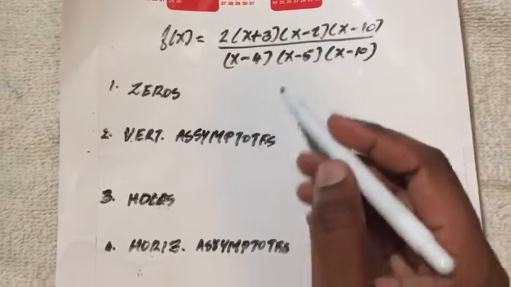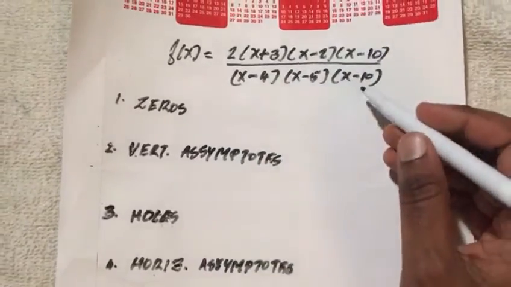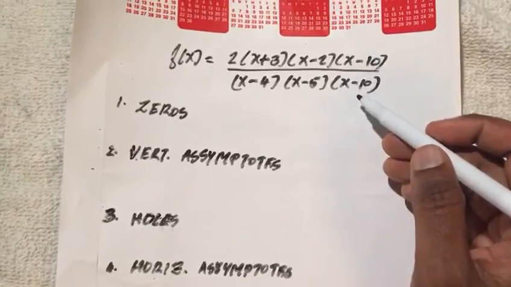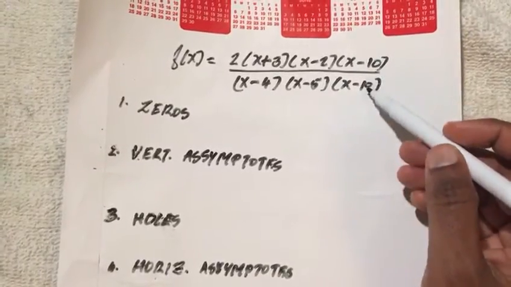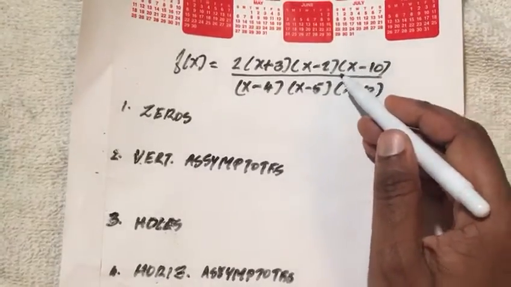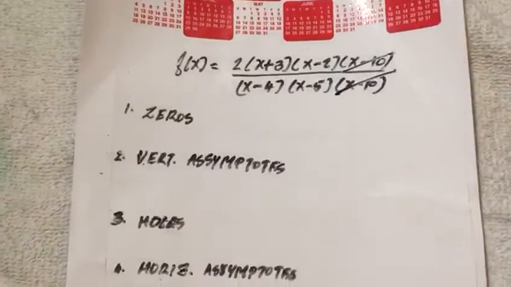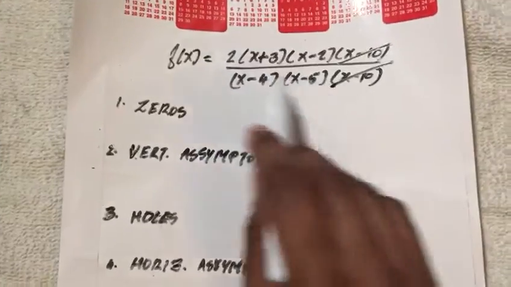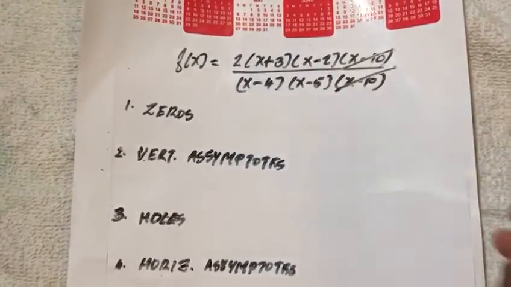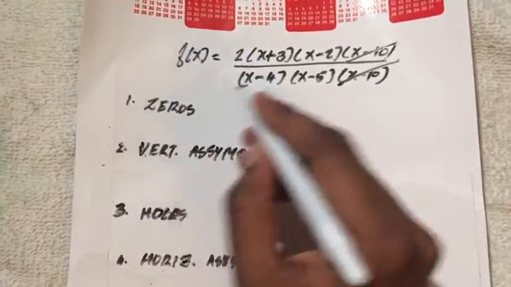To start off, if you have a function of this form, you try to find if there is any common term in the numerator and the denominator. We see that we have an x − 10 that is common in the numerator and the denominator, so we can go ahead and cancel both of those. Now we have a new expression avoiding all the common terms. So let's start finding the zeros.